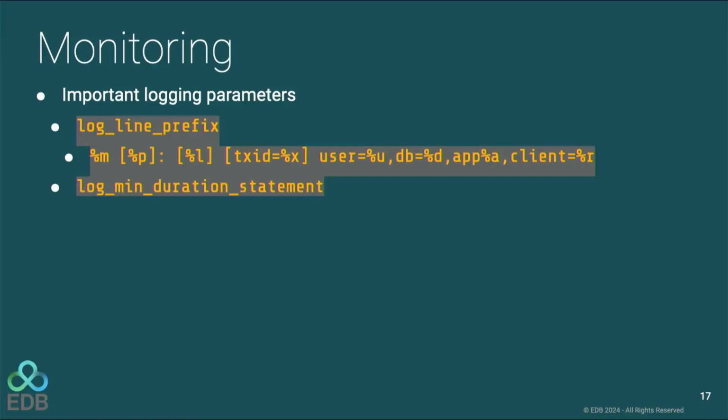The second most important logging parameter, I think, is log_min_duration_statement. It helps you track how long a query took, and that way you can figure out where your performance bottlenecks are.